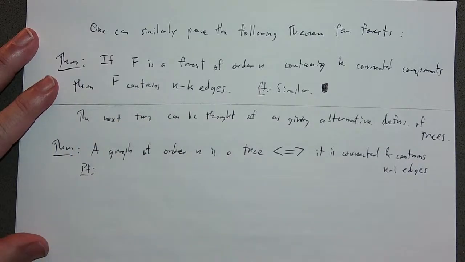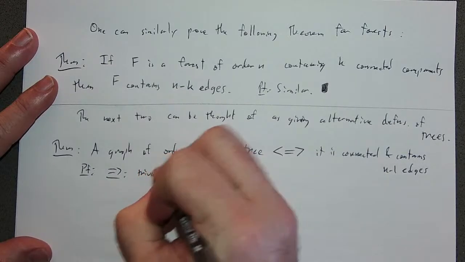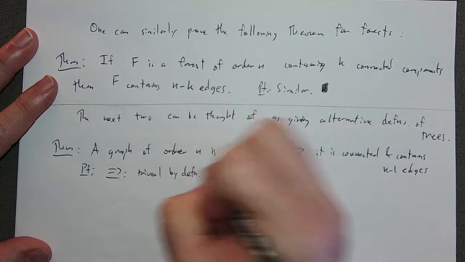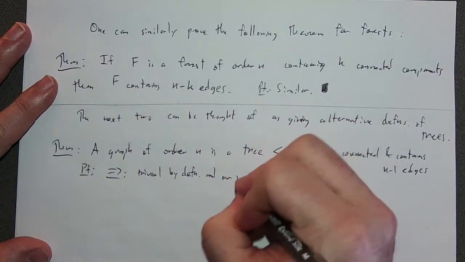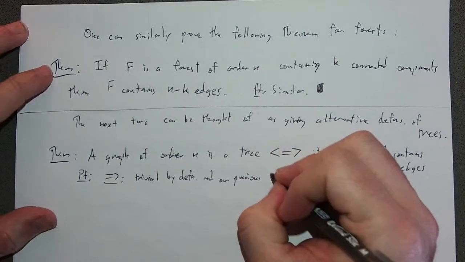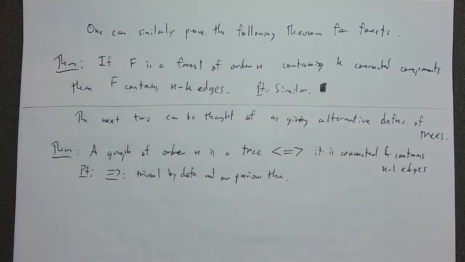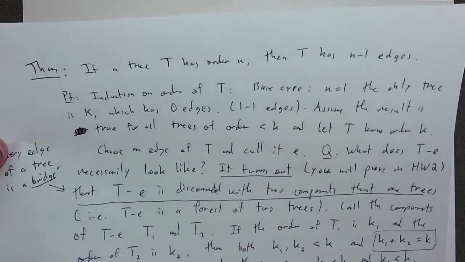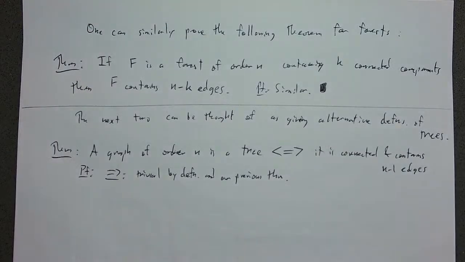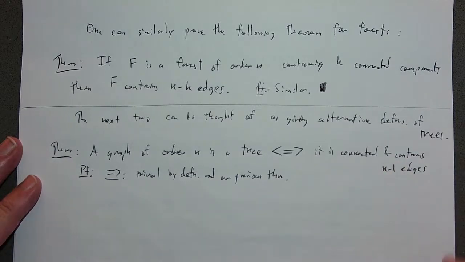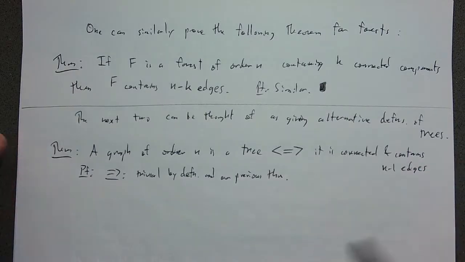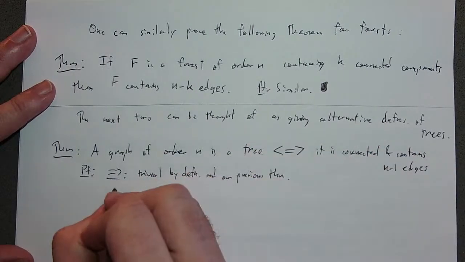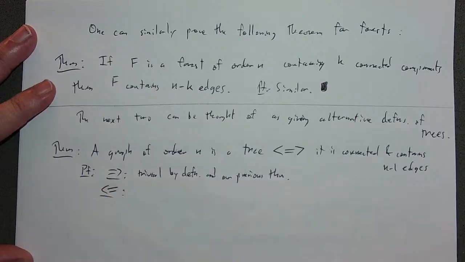So, quick proof. The forward direction is trivial by definition and our previous theorem. Not this one, the one on the other page. I'll put it back on, the one that we proved: if a tree has order n, then it has n minus 1 edges. That theorem tells us that if we have a tree, obviously it has n minus 1 edges. By definition, it is connected and acyclic, so it's connected. So going this direction is easy. That's basically true by definition and that theorem. But let's go in the backward direction.